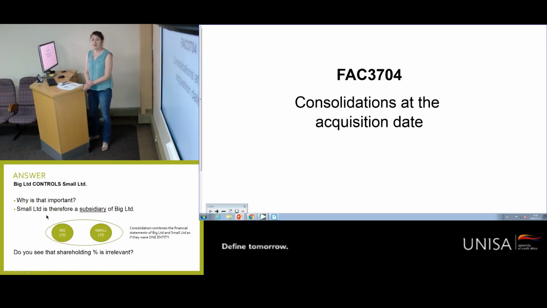Why is it important? Why do I need to know whether one entity has control over another? Because this determines whether that entity that you have control over is a subsidiary. If you have control over another entity, that entity is your subsidiary. If you do not have control over an entity, that entity is not your subsidiary. And remember, you only consolidate when an entity is your subsidiary. So do you see how essential it is to know for this module whether you have control over an entity? Because it determines, first of all, whether that entity is a subsidiary of yours, and second of all, whether you should consolidate or not. And as you know, this module is all about consolidating.